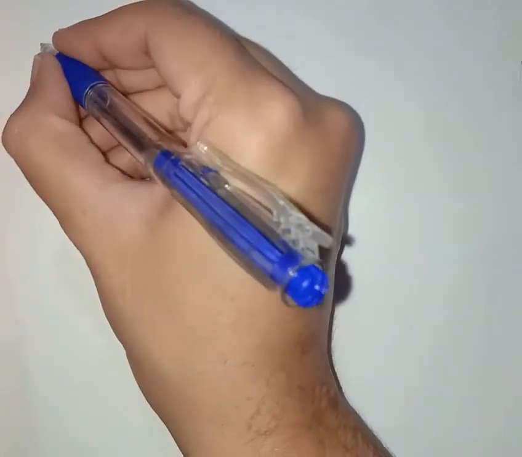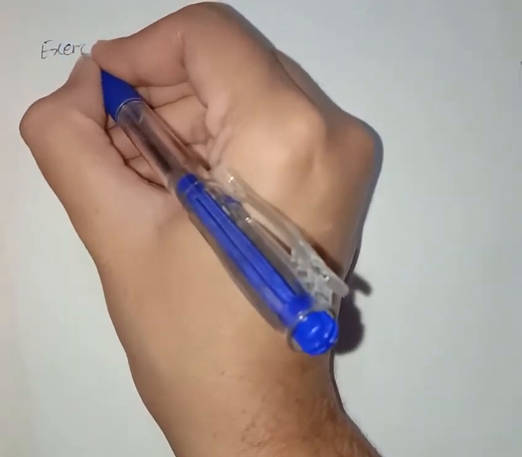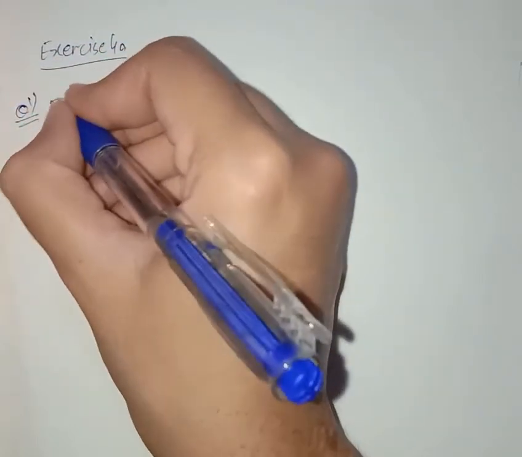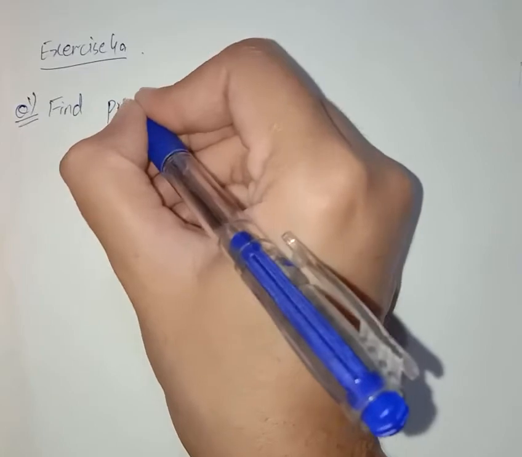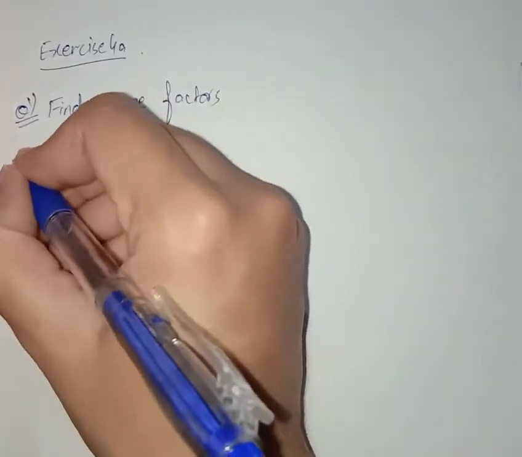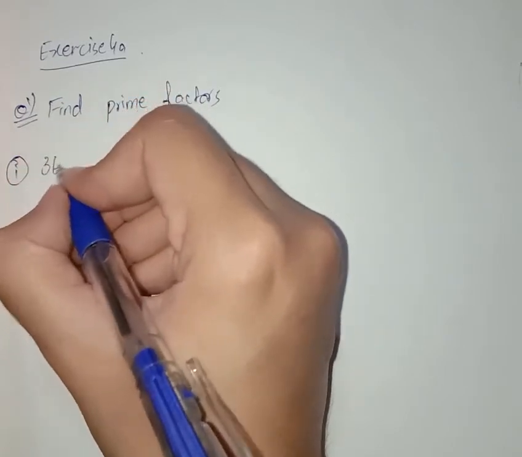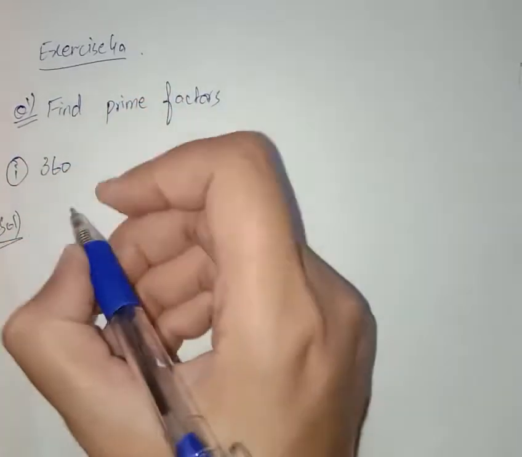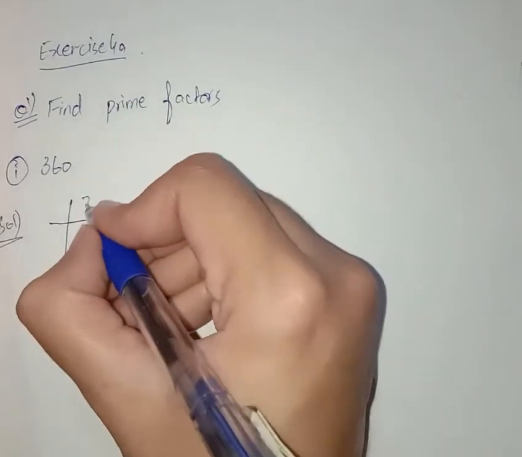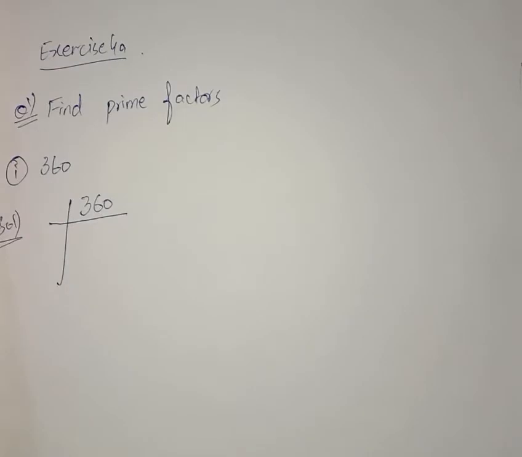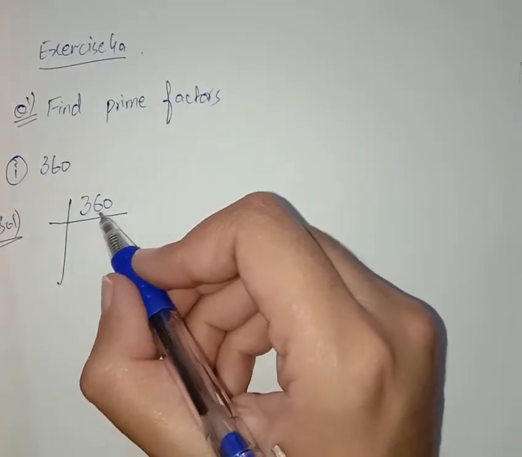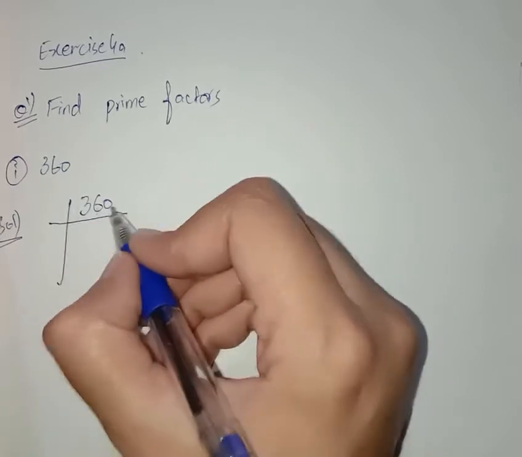Exercise 4a, question number 1, find prime factors. They have given us some values, so we have to find their prime factors. Prime factor means that we have to take the LCM of these numbers. First of all, the number is 360. Try to take the smallest table. We can say that this 360 comes in a table of 2 because there is a 0.